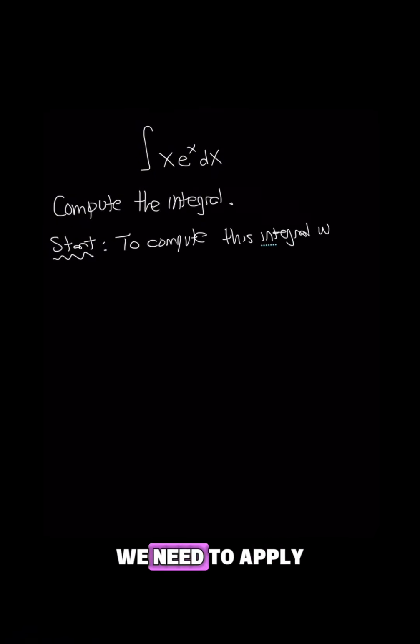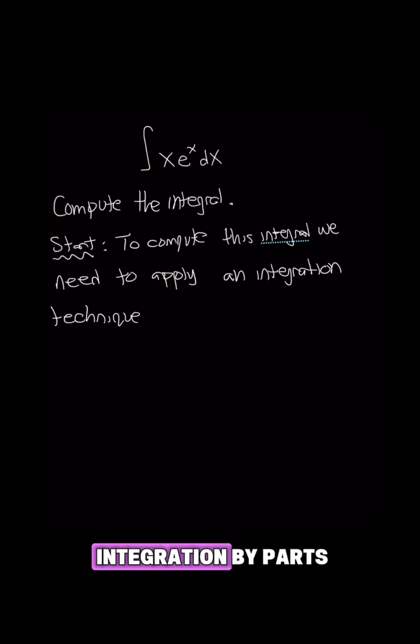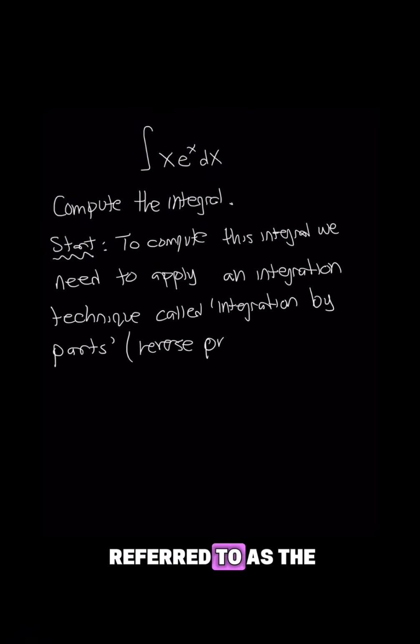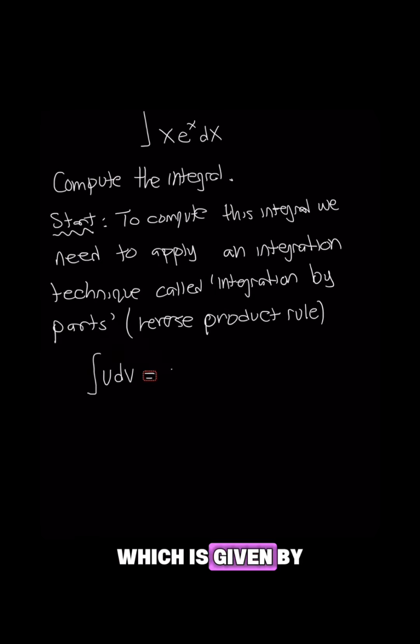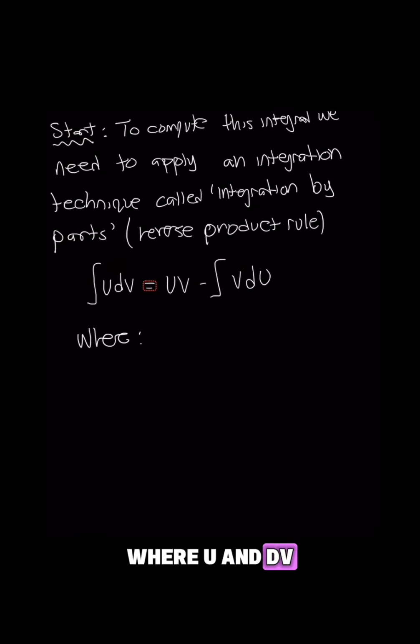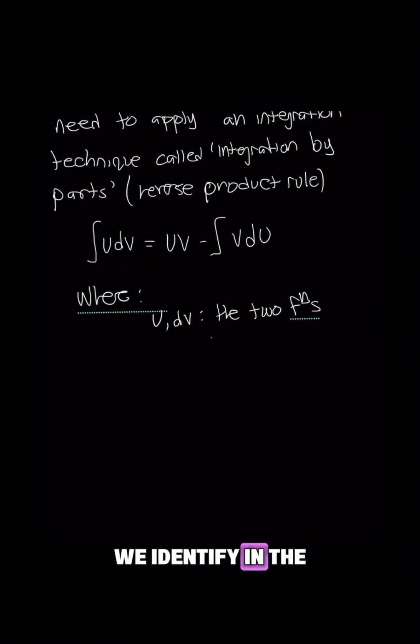To compute this integral, we need to apply an integration technique called integration by parts, which can also be referred to as the reverse product rule, which is given by this form here, where u and dv are the two functions we identify in the function we're given.